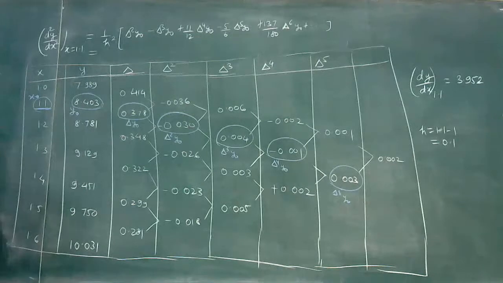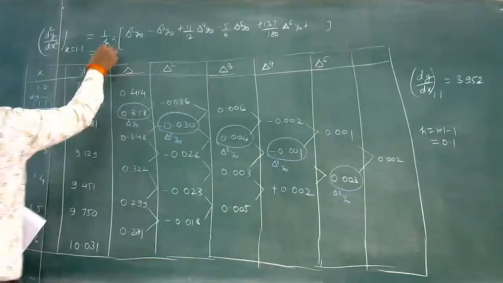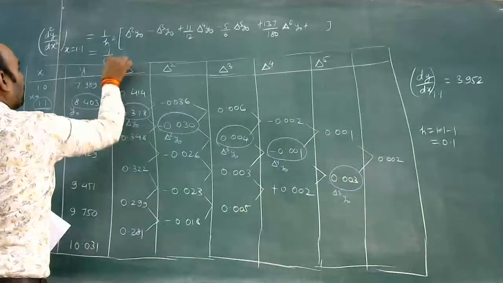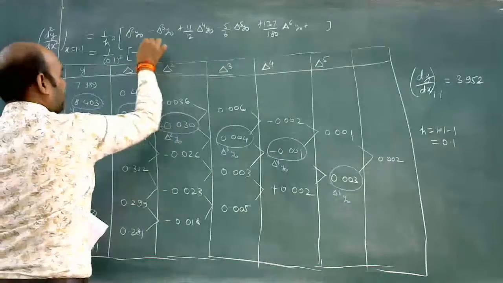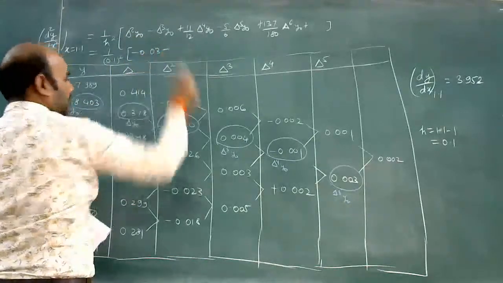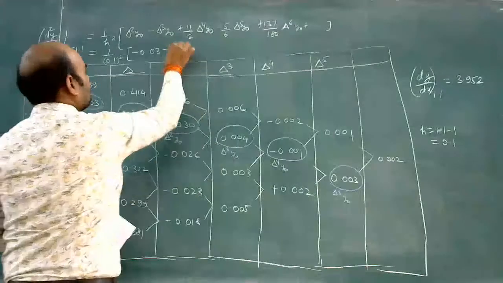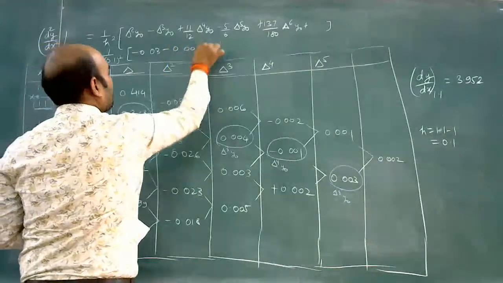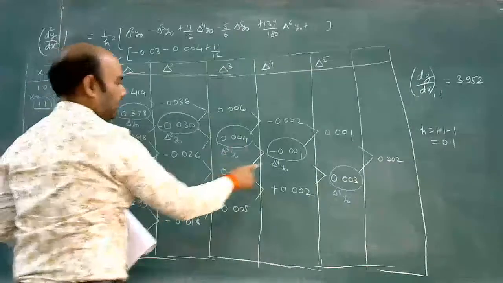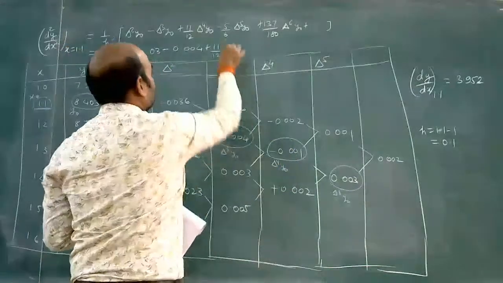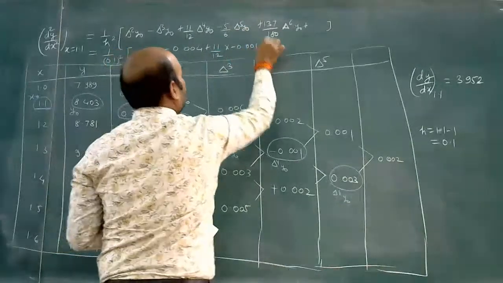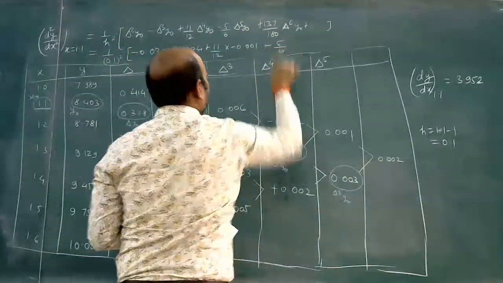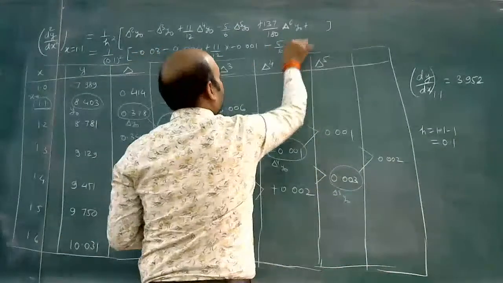So substitute these values. So h is 0.1, whole square. Del square y naught is minus 0.01, minus del cube y naught, which is 0.03, plus 11 upon 12 del to the power 4 y naught, so this is minus 0.001, minus 5 upon 6 del to the power 5 y naught, which is 1.